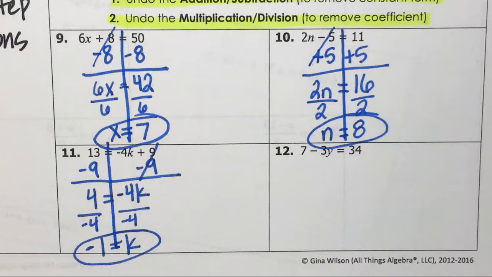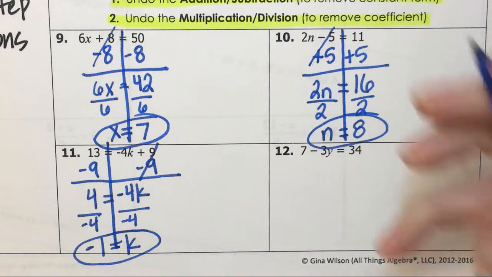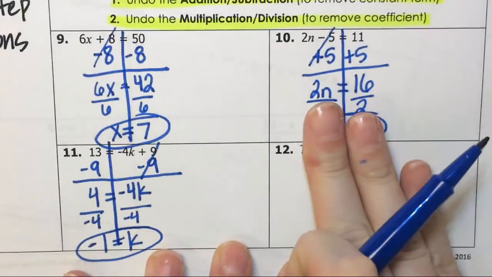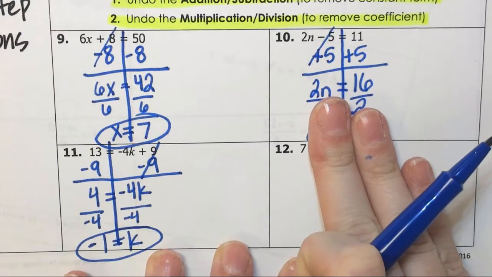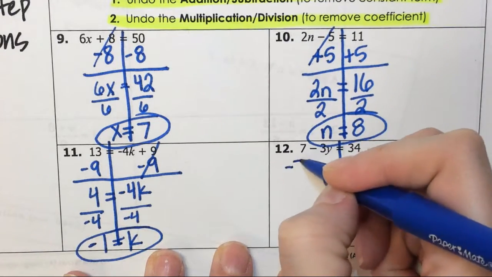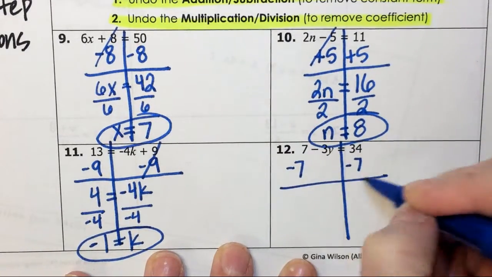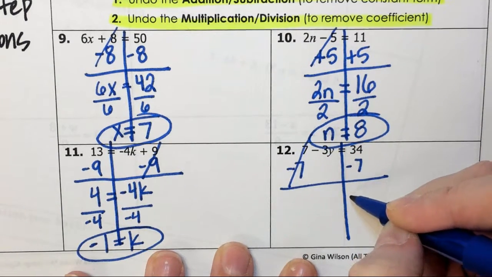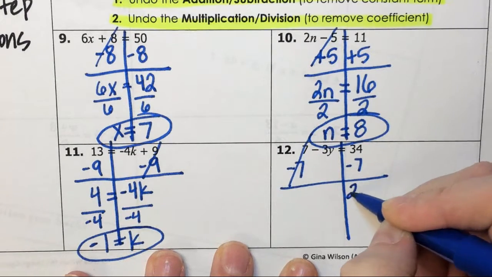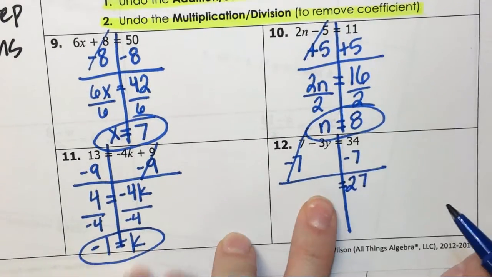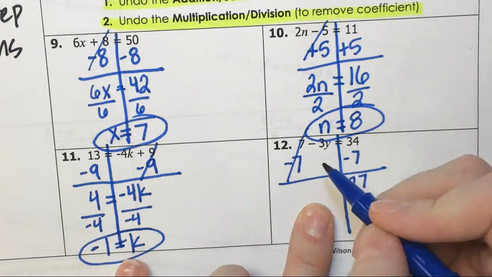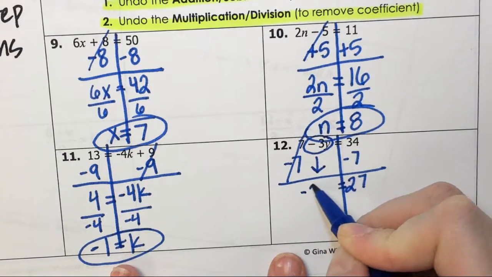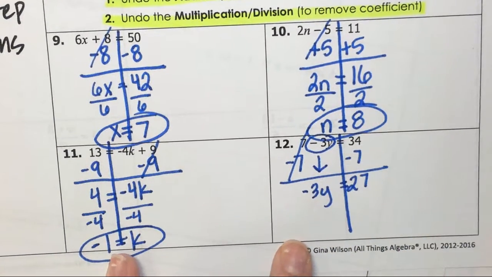Okay, number 12. Pay close attention to number 12. We already talked about the first step. Because this is positive 7, I ignore the rest. Because it's positive 7, I subtract 7. So on the right side, I have, what is it, 27? Yeah. What about on the left side? Negative 3y. Good. I haven't used the sign in front of it yet. I got to bring down the sign in front. Negative 3y is equal to 27.